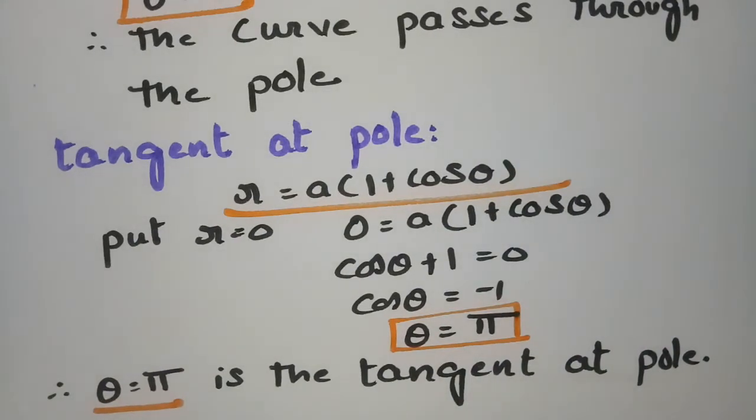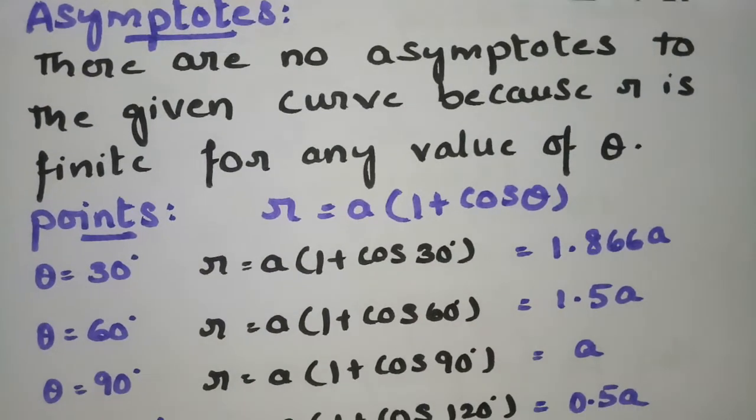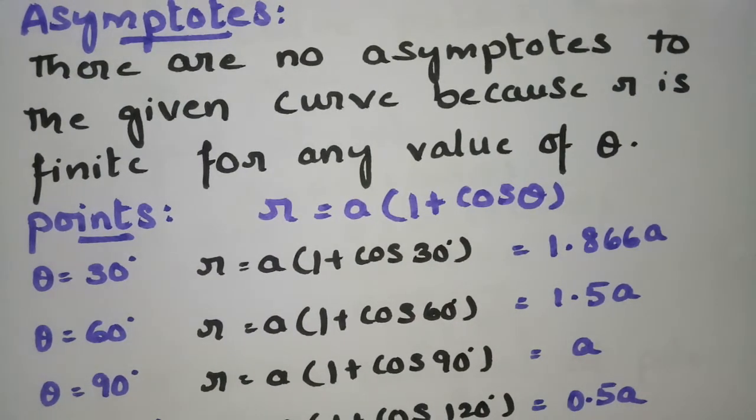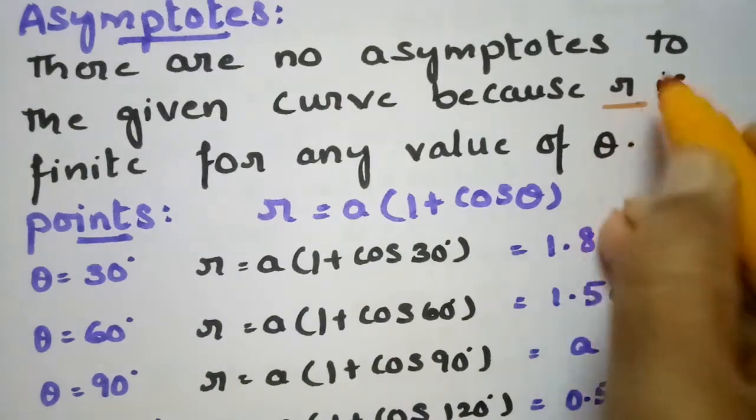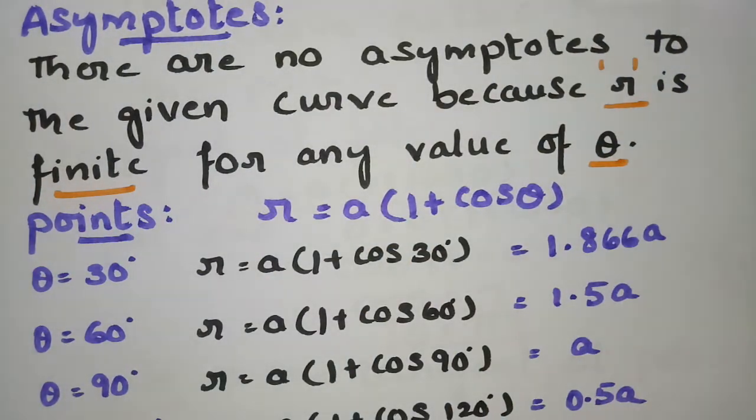And coming to the asymptotes here, it's very clear that there are no asymptotes to the given curve because r is finite. We are getting r as a finite value for any value of θ. So if we substitute any value to θ, we get a finite r value, and so there are no asymptotes to the given curve. If it's infinite, then we'll talk about asymptotes, whereas in this case there are no r values which we got as infinite values. Therefore there are no asymptotes to the given curve.